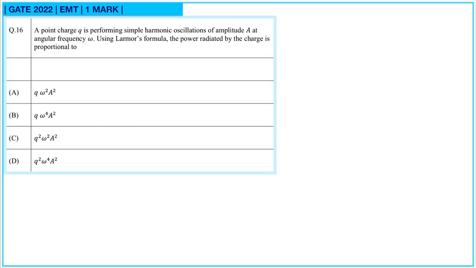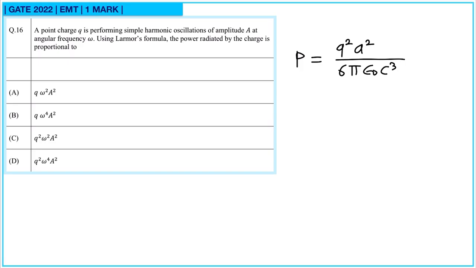Next question. A point charge Q is performing simple harmonic oscillation of amplitude A at an angular frequency omega. Using Larmor's formula, the power radiated by the charge is proportional to. Now Larmor's formula gives the power radiated by a non-relativistic accelerating point charge, and that is P equal to Q square a square upon 6 pi epsilon naught c cube.